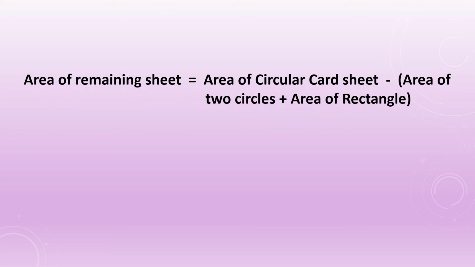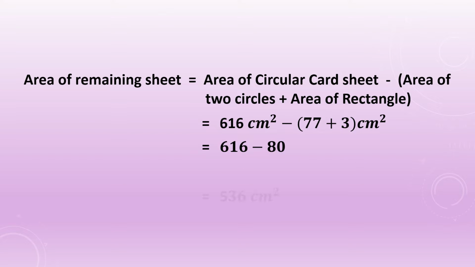Now we can find the area of the remaining sheet, equal to the area of the circular card sheet minus the area of two circles plus the area of the rectangle. That is 616 centimeter square minus 77 plus 3, which gives 616 minus 80 centimeter square. While subtracting, we get 536 centimeter square, which is the area of the remaining sheet.